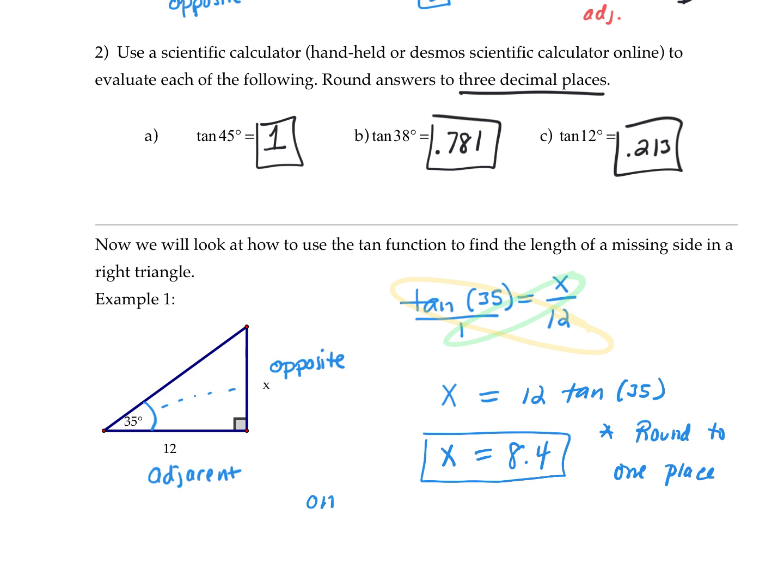Okay, if you're using your phone, you have to do it in a little bit of a reverse order. So you're going to type 35, then press the tangent button, and then press multiplication, and then press 12, and then equals. And you should still come out with 8.4. Same answer, just a different way to type it if you're using your phone.